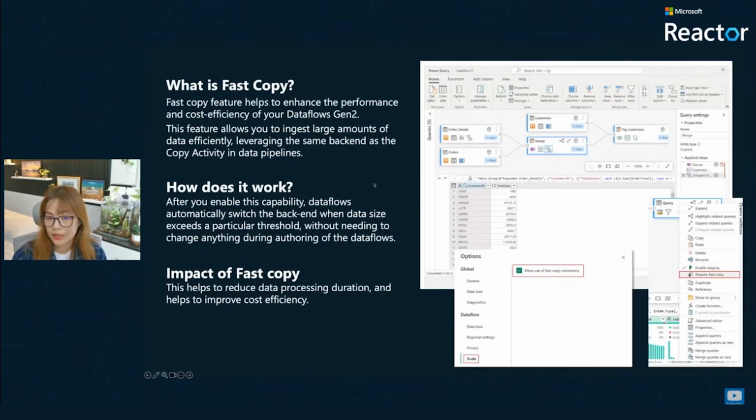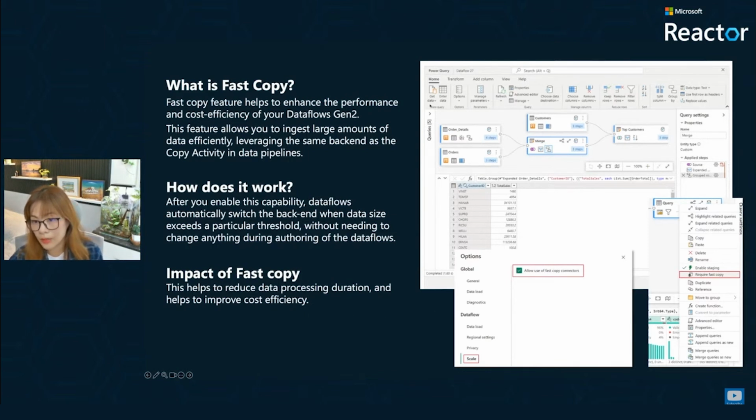This allows you to ingest large amounts of data efficiently, and it leverages the same backend as copy activity in data pipelines. How it works is that after you enable this capability, dataflows automatically switch to the backend when data size exceeds a particular threshold, without needing to change anything during authoring of the dataflows, which helps to reduce the data processing duration and improve the cost efficiency.